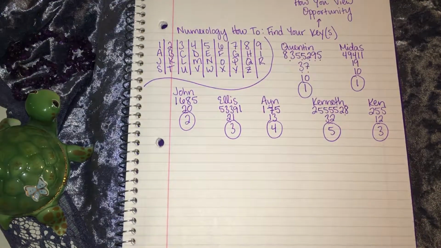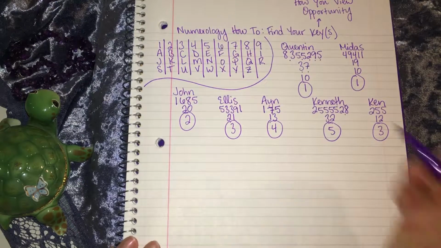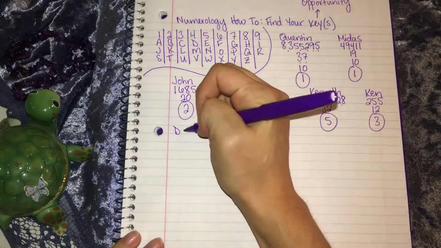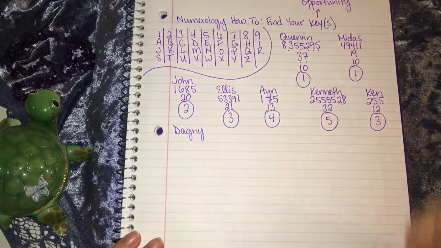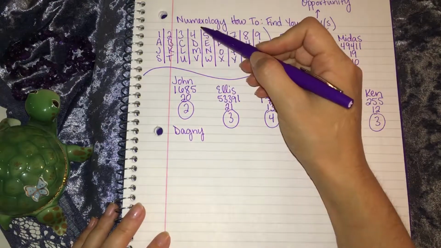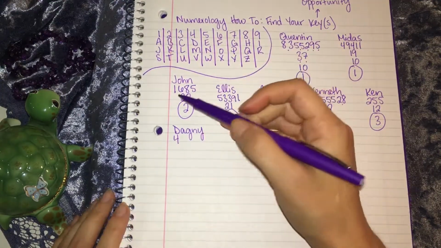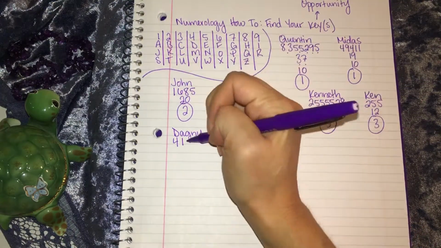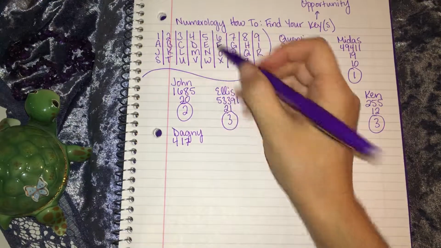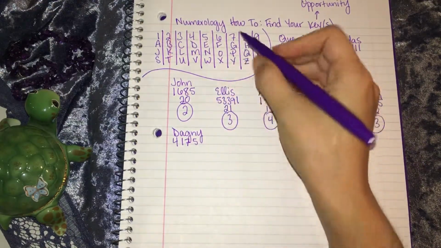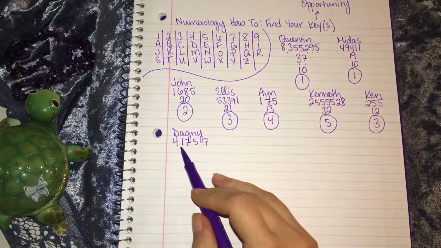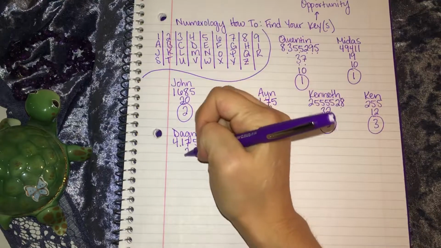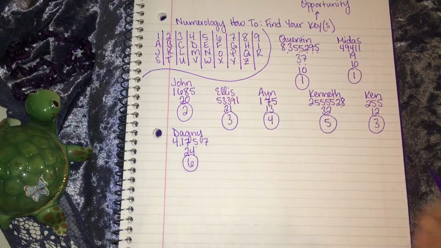Okay, so let's say a very interesting name too. I don't know if anybody is named this anymore, but let's say your name is Dagny. So D is 4, A is 1, G is 7, N is 5, and Y is also 7. So 5, 5, 17, and 24. So Dagny is a 6.